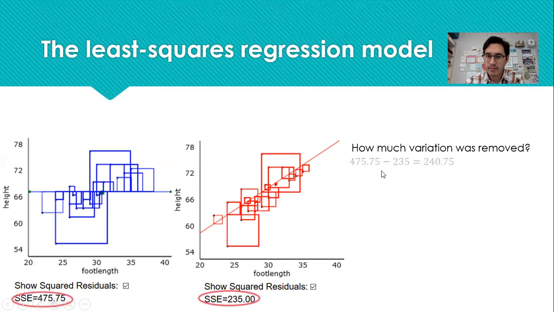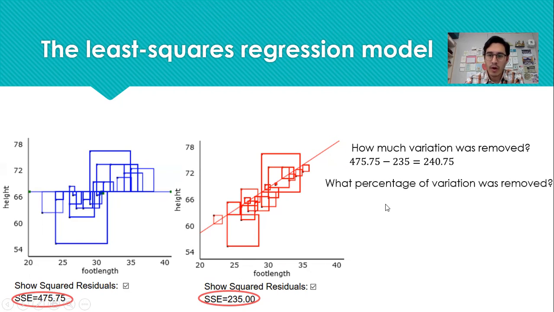So how much variation were we able to remove? Well, 475 minus 235 means that about 240 units of variation were removed. The size of this number depends on the scale on the X and the Y axis, mainly the Y axis. So a better question would be, what percent of variation was removed? I was able to remove 240 units of variation, but I started with 475. So if I create a ratio, that shows me about 50% of the variation was removed. Not bad, not too shabby.